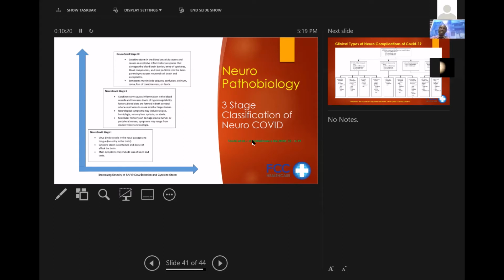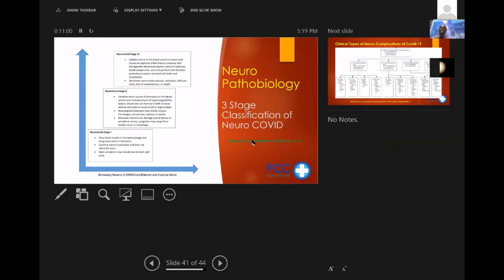The last stage, most severe stage, neuro-COVID stage 3 that he proposed are patients who have a very aggressive cytokine storm at the level of the blood-brain barrier. These are patients in whom the permeability of the blood-brain barrier is increased, permitting inflammatory cells, cytokines, and even virus particles to get into the brain, cause neuronal cell death, cause cerebral edema. And these patients may manifest with confusion, delirium, psychiatric manifestations, loss of consciousness, seizures, or death.